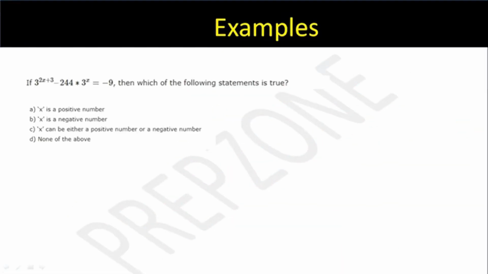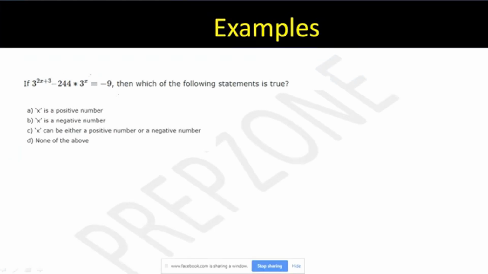Solve this one. Let's see, guys. The answer is correct in C and your final values are also correct. So guys, see, here I can see one term is 3 to the power x. The second term I can see is 3 to the power 2x plus 3. Let's simplify this. I can write this as 3 cube into 3 to the power 2x, right? Minus 244 into 3 to the power x plus 9 equals 0.